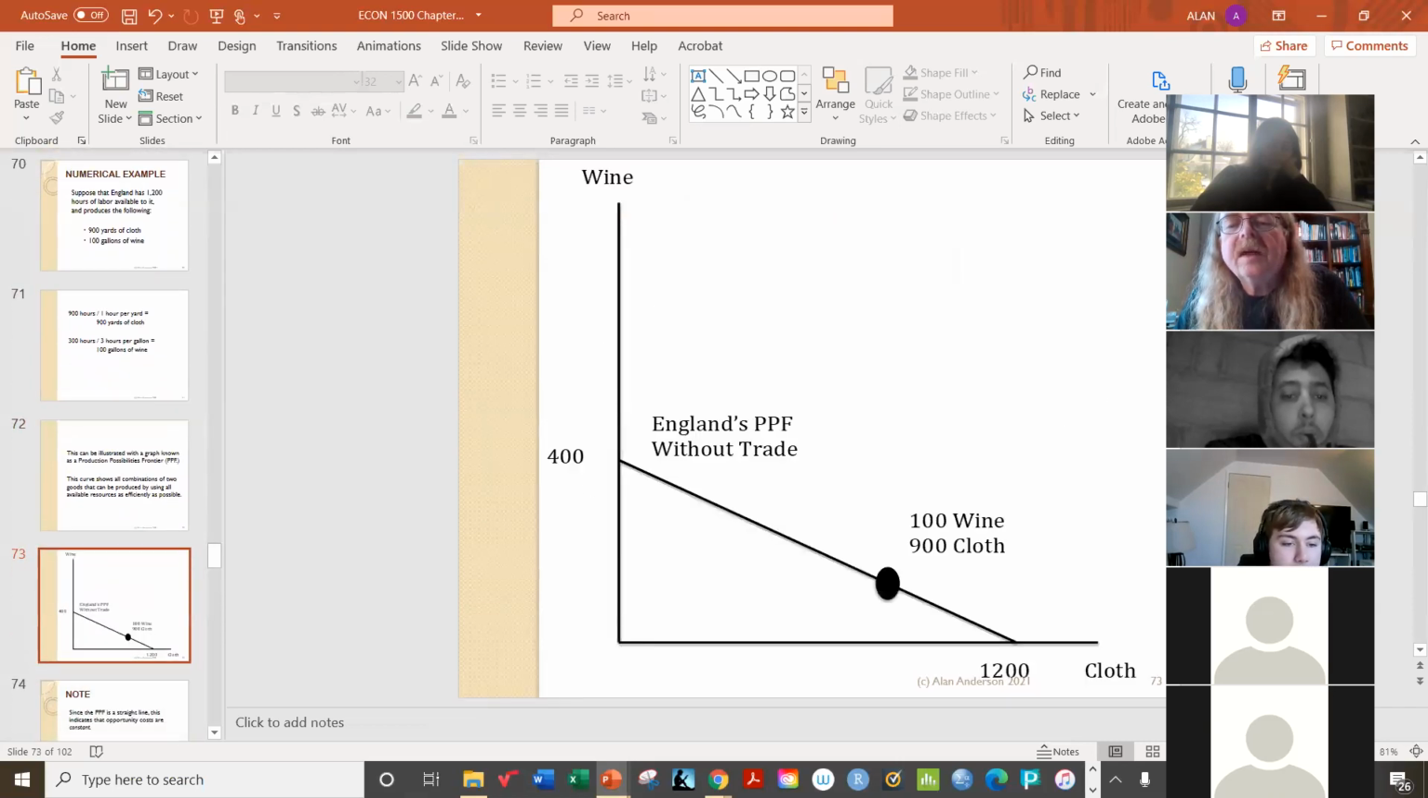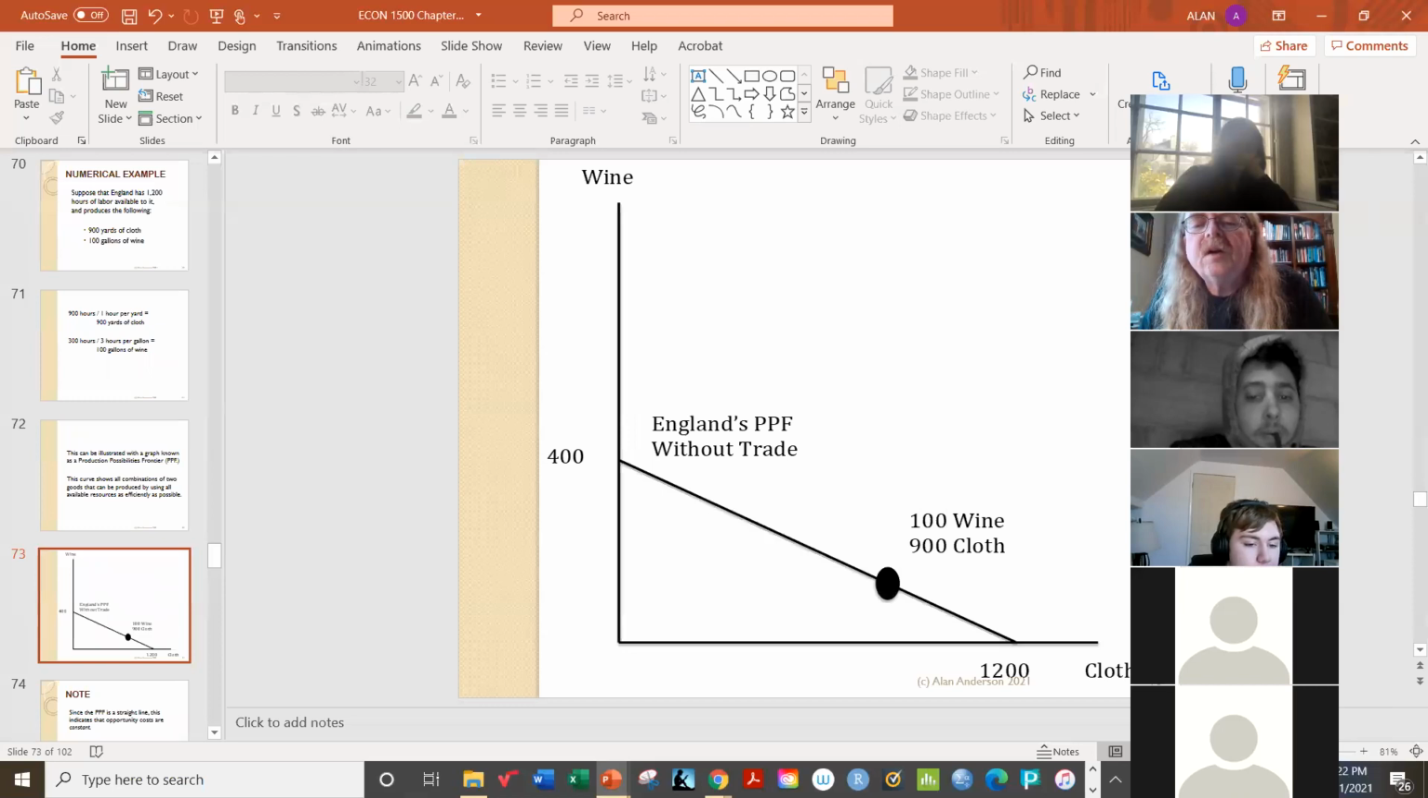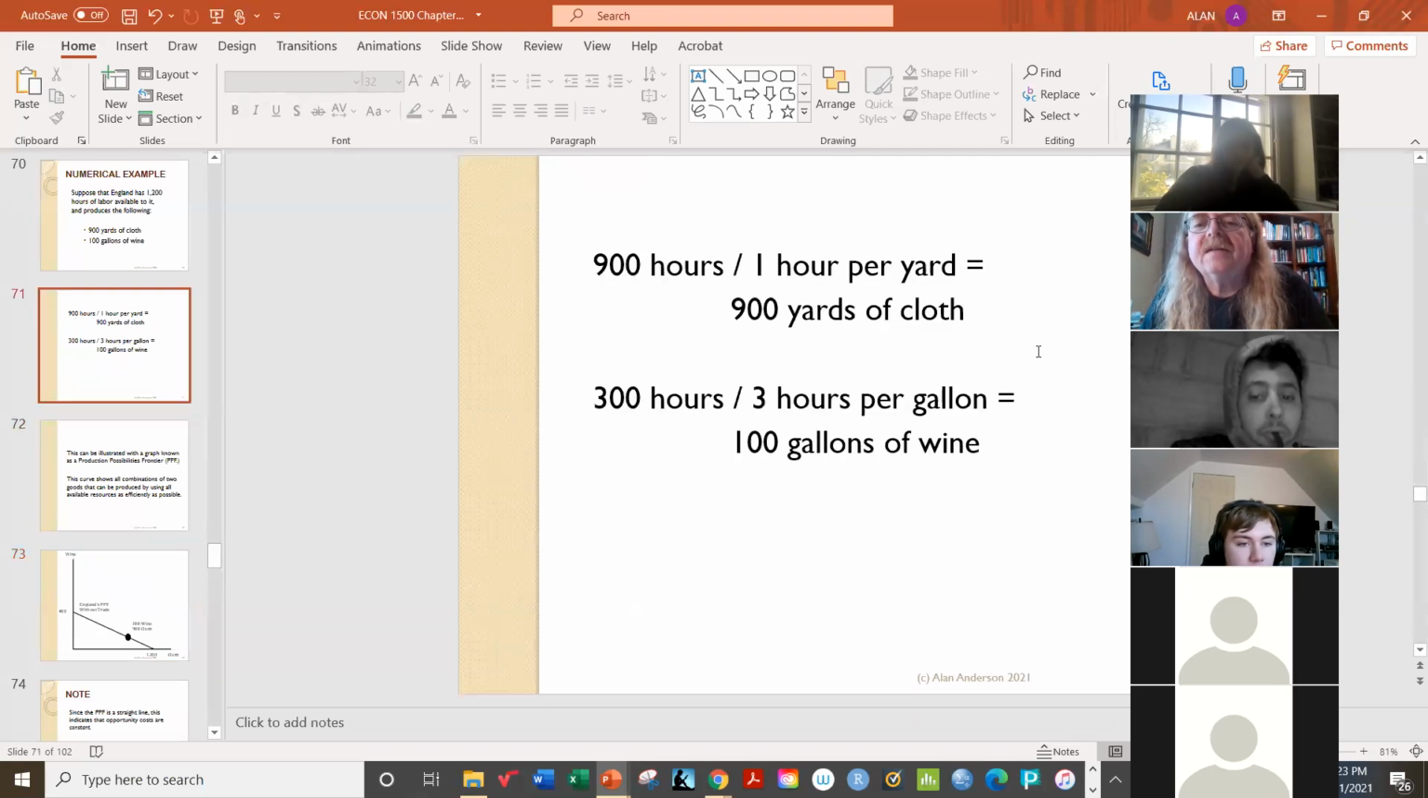So here's the way it works. Now, they have 1,200 hours of labor. We recall that each gallon of wine takes 3 hours of labor, which means they can potentially produce 400 gallons of wine. Or since the cloth only takes 1 hour, they could make 1,200 yards of cloth or anything in between. Now, by the way, this is a straight line, and that means the opportunity costs are fixed across this line.